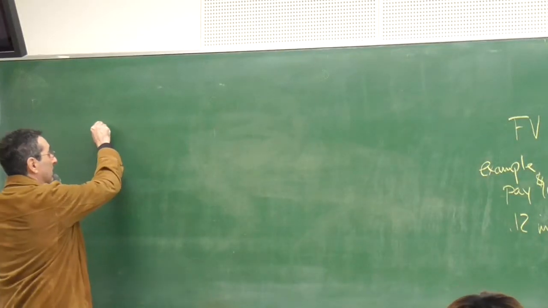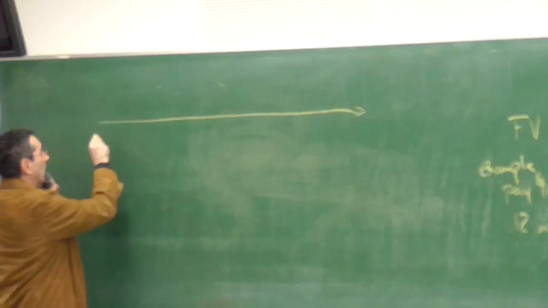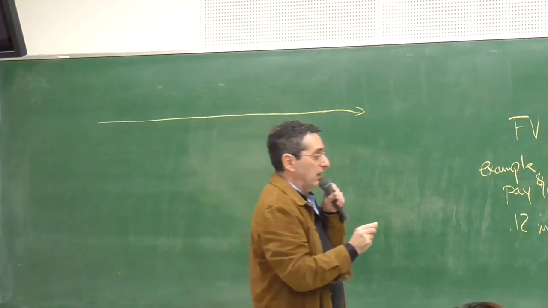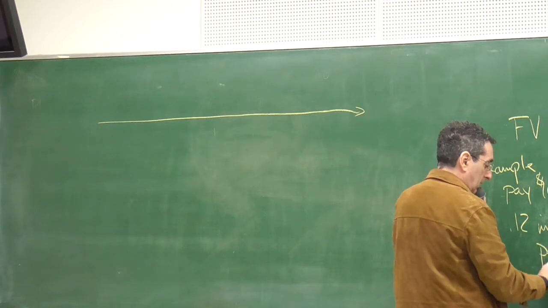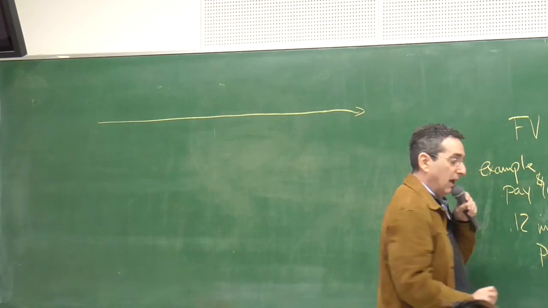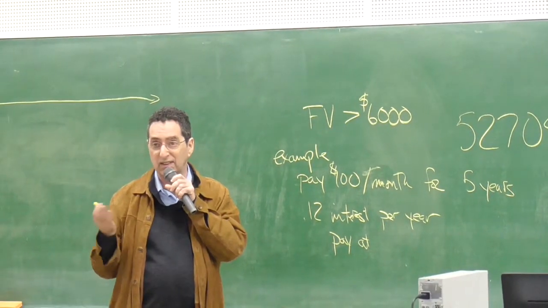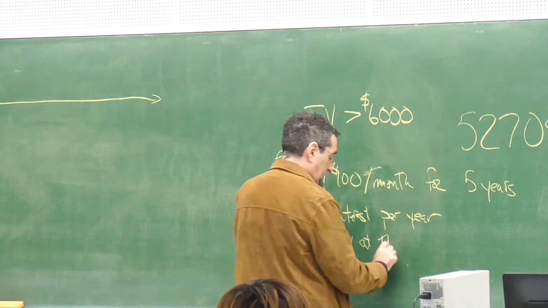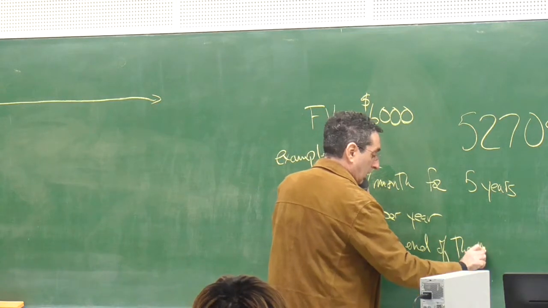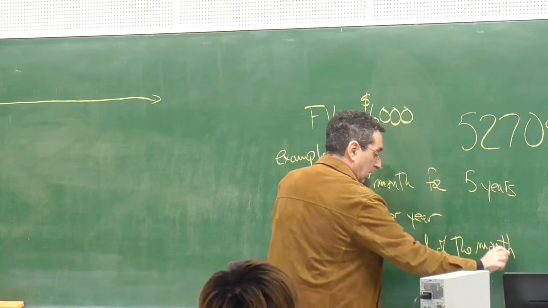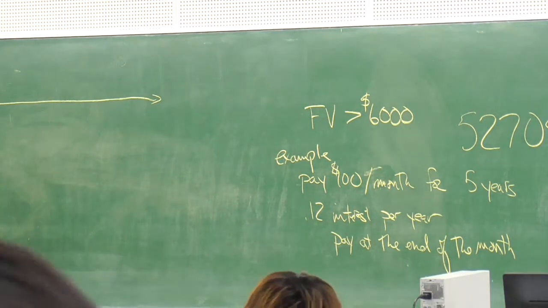Let's draw this timeline. Let's say we're going to specify that you pay the money at the end of the month, so you don't pay it at the beginning. It just makes the calculation slightly different. If you pay at the beginning, we have to do it slightly differently. So we're just going to specify that you're paying at the end of the month.